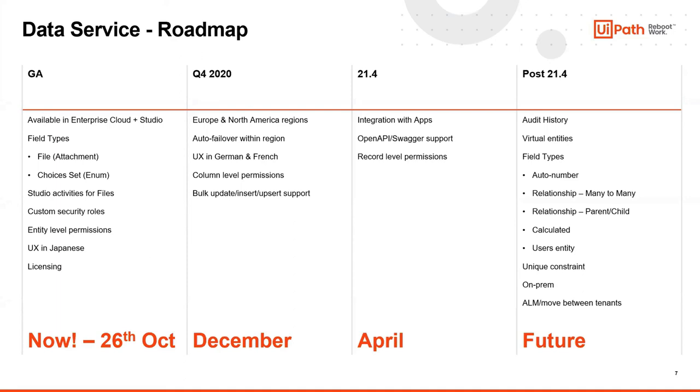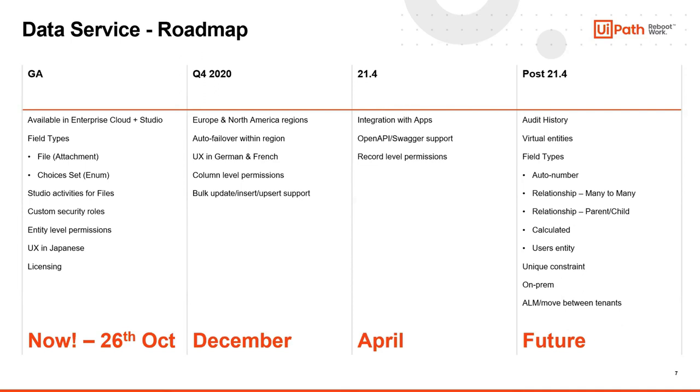In terms of what's coming next, immediately in Q4 of this year, so over the next 2-3 months, first thing we are doing is making data service available in the North America region of our cloud as well. Today it's available in Europe, so it will be available in North America as well. That's a property available for our enterprise customers where they can have their tenant created in a particular region. So we'll support North America.